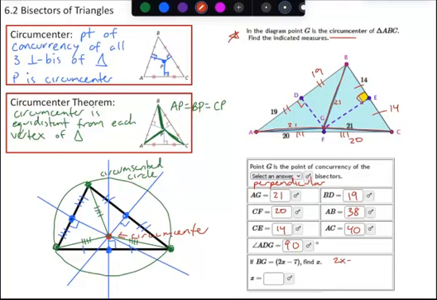So if you took 2x minus 7 and said that's equivalent to 21, and you solve here, if you add 7 to both sides, divide by 2, you get x is equal to 14, and that's what you are measuring. Okay, and so that's using all of the different properties of the circumcenter to answer those questions.